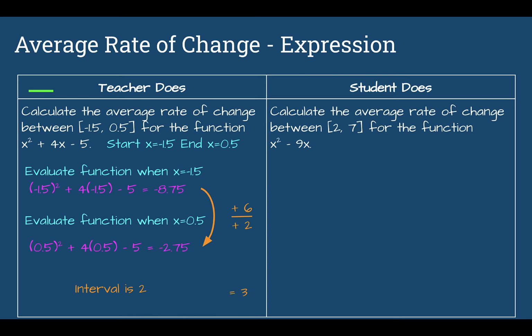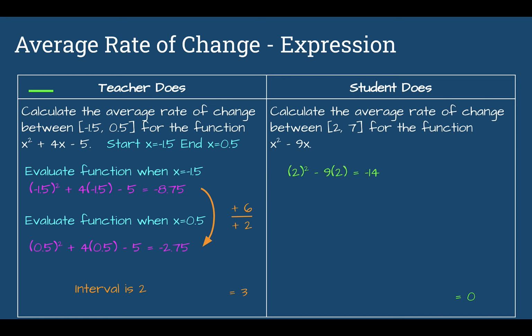Now it's your turn. Pause the video, calculate the average rate of change between 2 and 7 for the function x squared minus 9x. Let's check. You should have found that the average rate of change here was 0. Let's see how we get that.